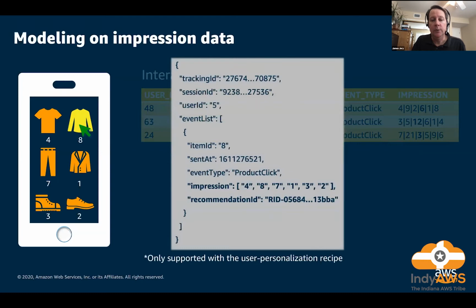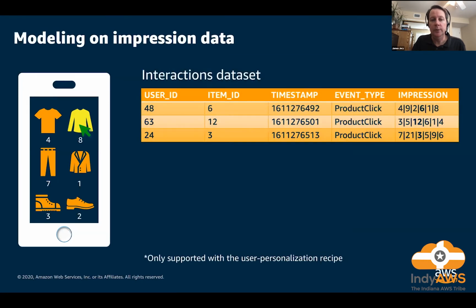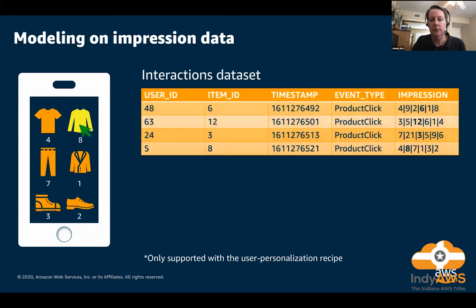When that impression data is sent into the PutEvents API, it adds to that data set, adding that user ID 5 interacted with 8. Here was the date stamp and the impression string. So that's how that event gets incorporated into the interactions data set. And when you retrain, then that interaction will be included in subsequent retraining.